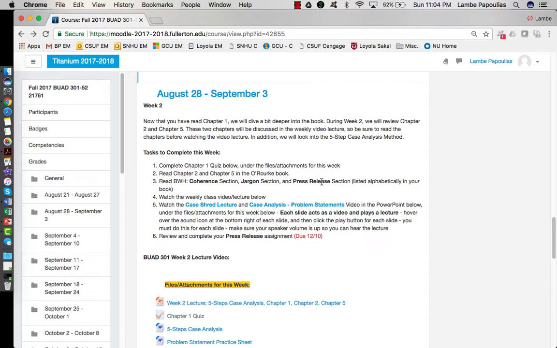Each page is going to be different because I have a teacher's edition. You should have the 11th edition. If you are using a 10th edition, it's going to be a little bit difficult because some of these things may not be in there, and there are updated things as well. So make sure you do have the 11th edition book. You're just going to find each one of these sections for coherence, jargon, and press release, and make sure you familiarize yourself with what the book says.